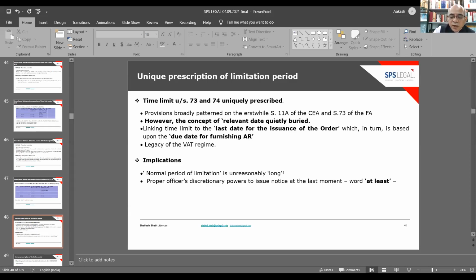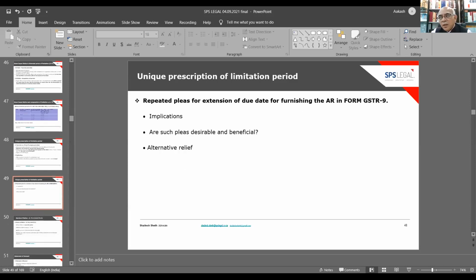First of all, it should be delinked from the annual return. It should be linked to the GSTR 1 only, number one. And secondly, the time limit should ideally be brought down to 1 year only. There has to be some serious representation on this aspect from the professional bodies and the trade and industry bodies, as I personally feel.